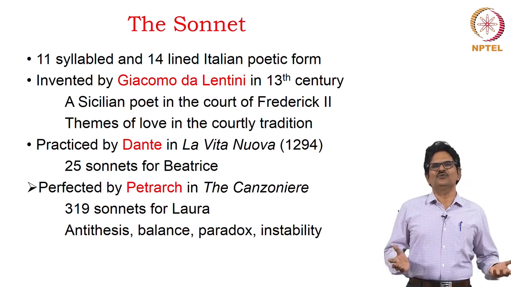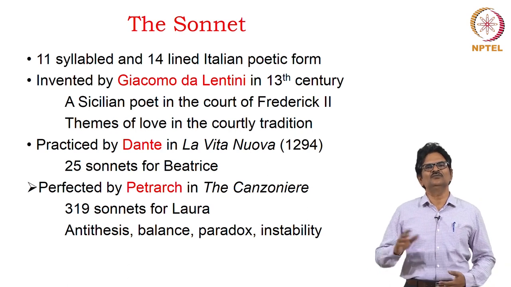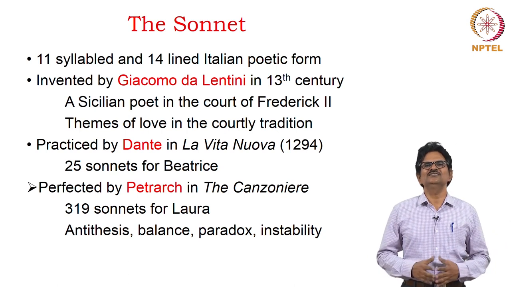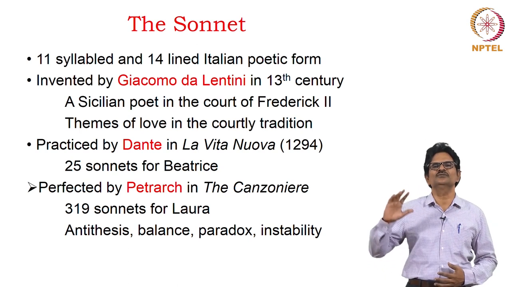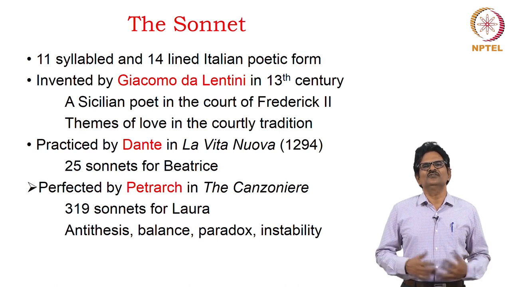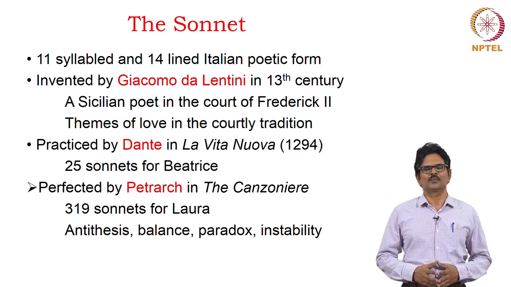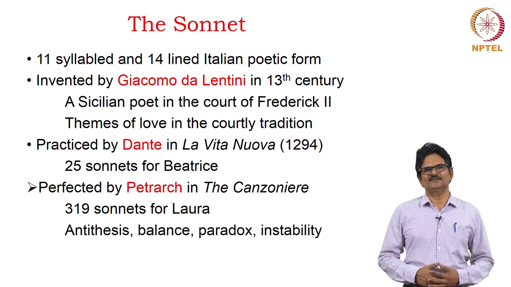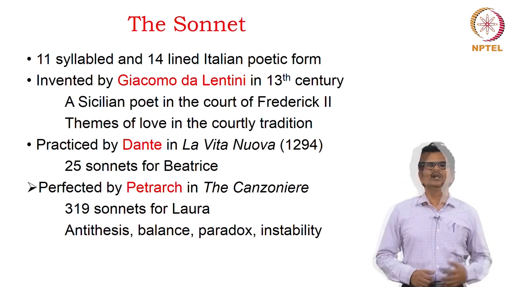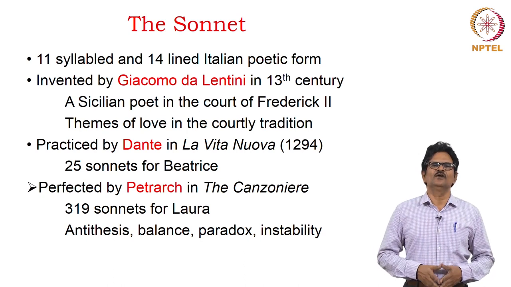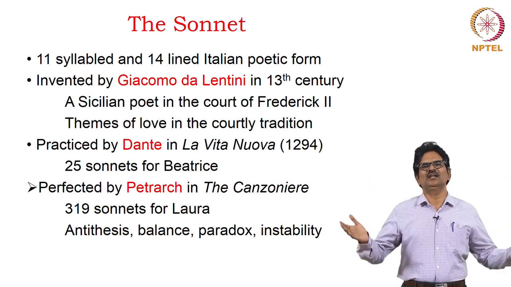The Italian poetic form, the sonnet, had 11 syllables and 14 lines. It was invented by Giacomo da Lentini in the 13th century. He was a Sicilian poet in the court of Frederick II. He wrote about the themes of love in the courtly tradition. That was the beginning. Later on, Dante practiced sonnet writing in his book La Vita Nuova. He published 25 sonnets for his idealized beloved Beatrice.